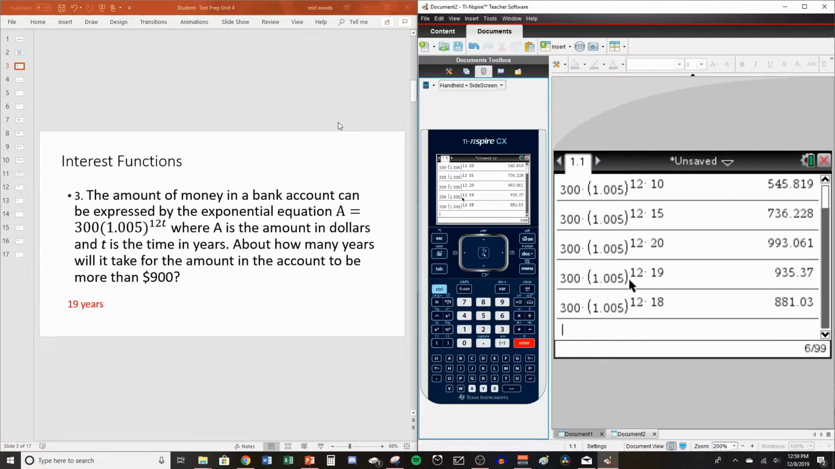Now there's another way we could do this, but for the simplicity of it, that's the best way to do it, is just sort of plugging in years until you get more than 900. That's all it really wants in this case. Okay, so let's continue with number 4.